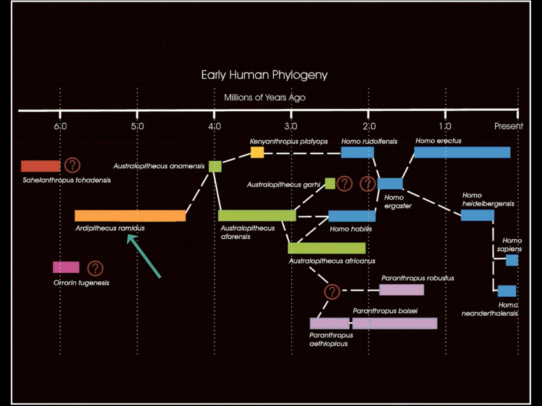Back further then again are Australopithecus, Ardipithecus, and this Paranthropus on this other branch of the Australopithecine line.